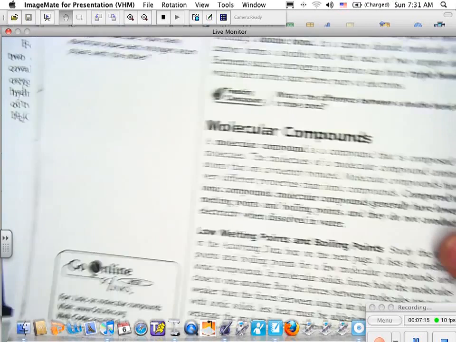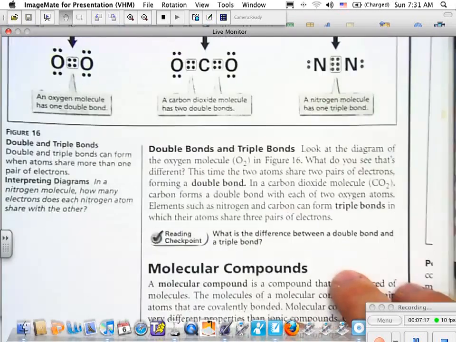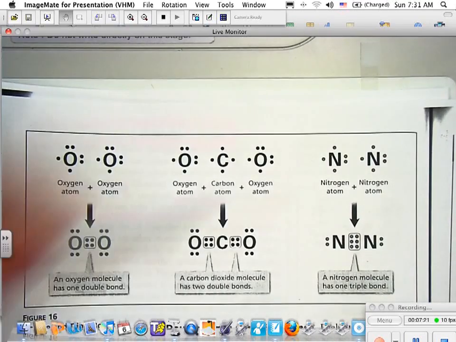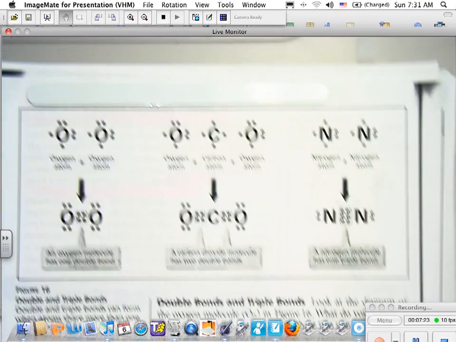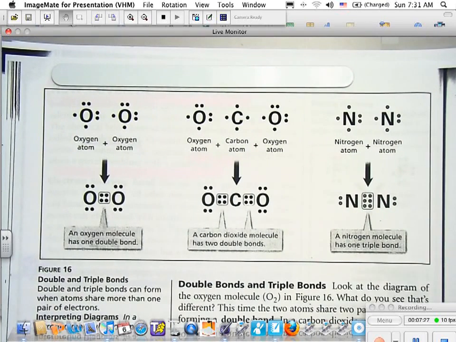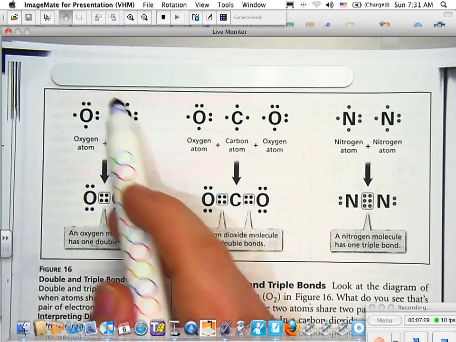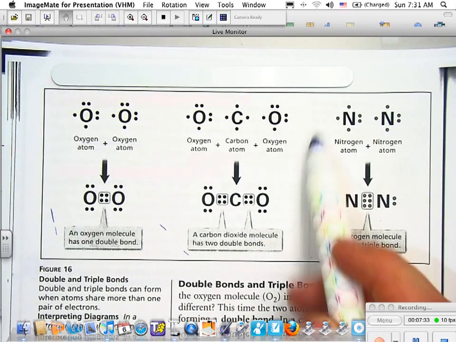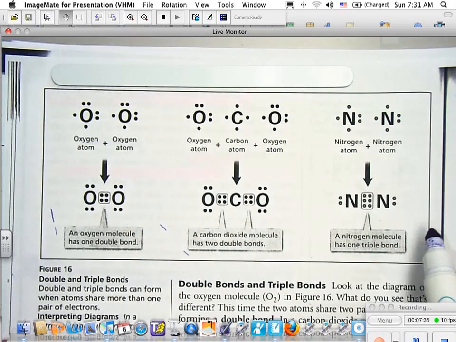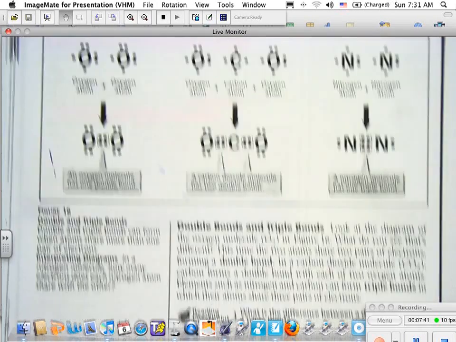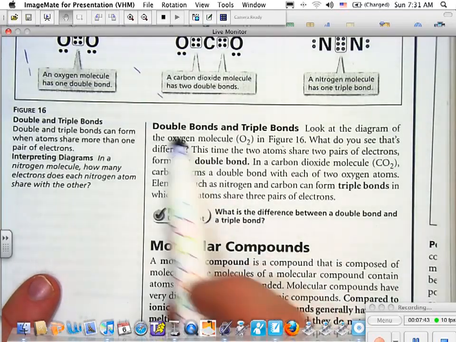Page 168, please. Now, let's study this chart right here. What do we see happening? And what do you see happening here? And what do you see happening here? All right, let's read and it'll tell us.